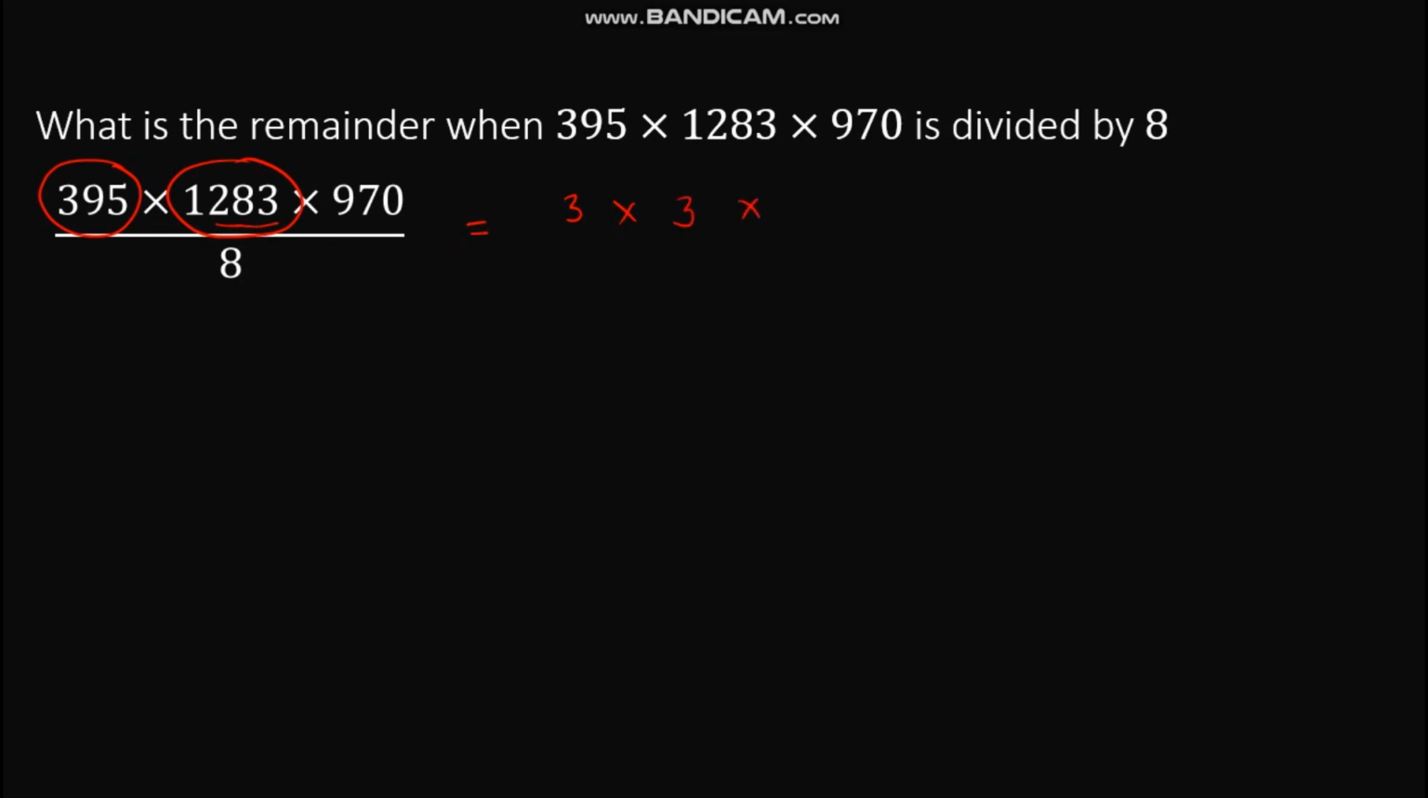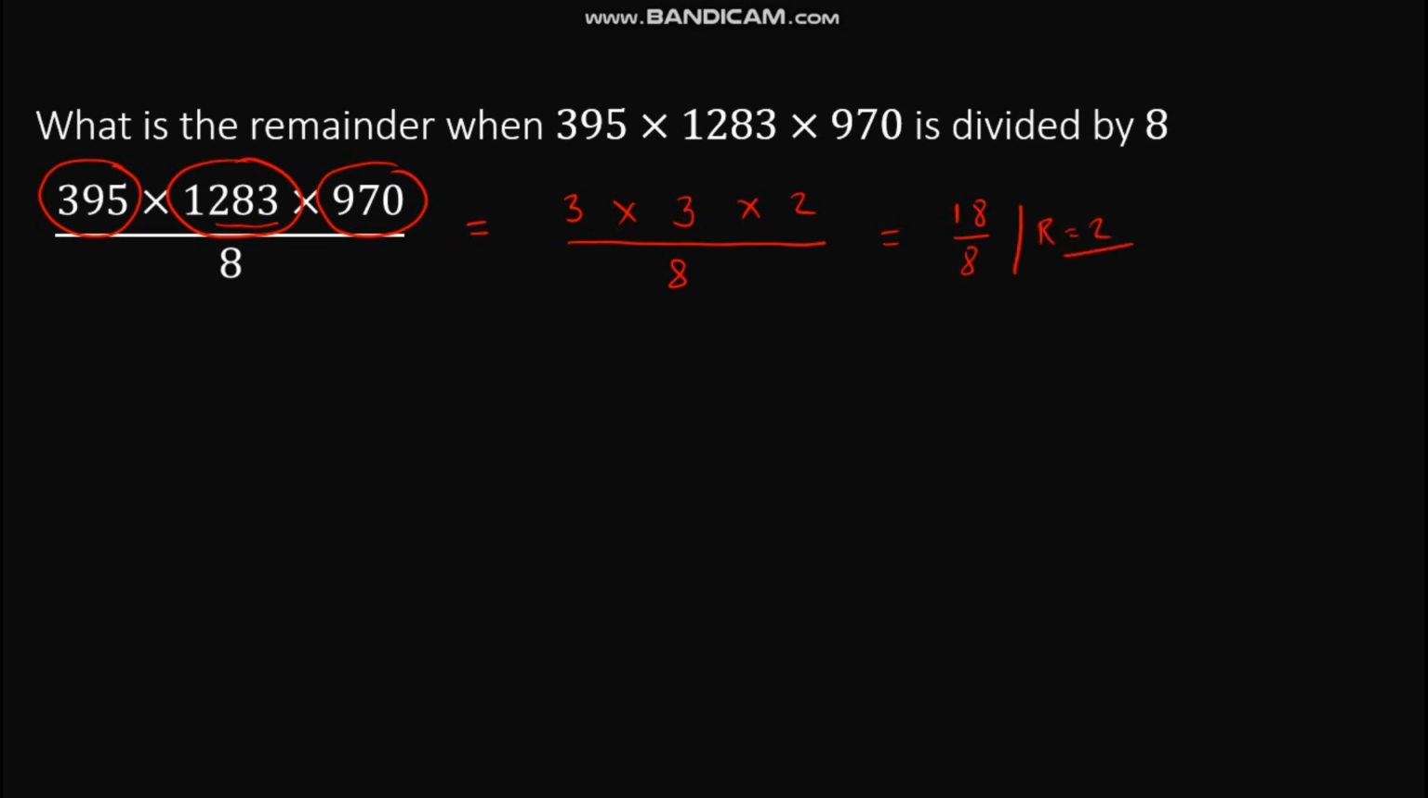Then the next number is 970. 8 ones 8, 17, 8 2s are 16, 10, 8 ones 8, 2 is the remainder. See, what we did here is we have avoided the huge calculation of multiplication of these three numbers. Now I am left with simple multiplication. 3 3s is 9, 9 2s is 18, 18 divided by 8, and the remainder in this case is 2.